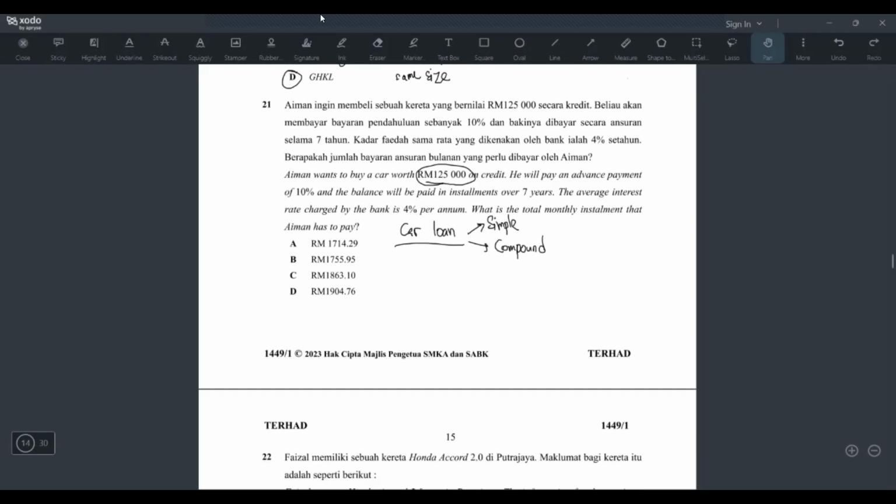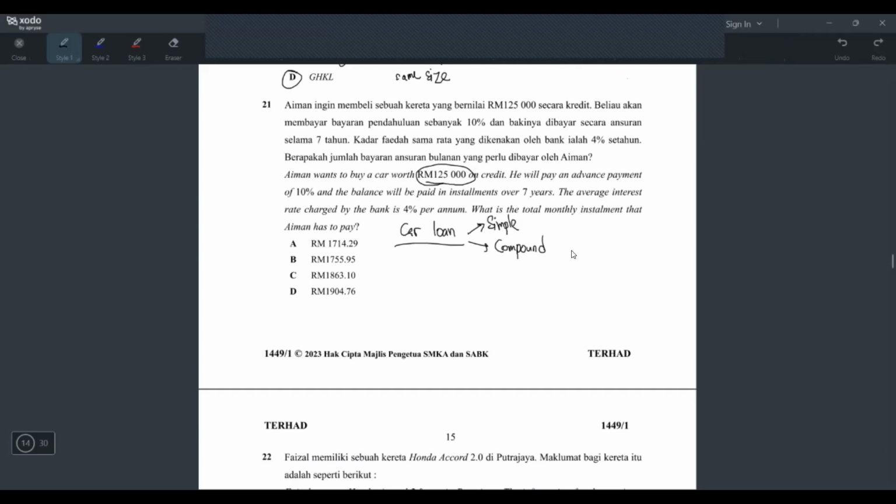So the compound interest formula I showed you just now is P times (1 plus R over N) to the power of NT, right? But for simple interest, it's just PRT. Now I want you to know how to tell whether the question is simple interest or compound interest. Remember this: if the question mentions the word compound, then it's compound interest. But if the question does not mention the word compound, then it's simple interest.